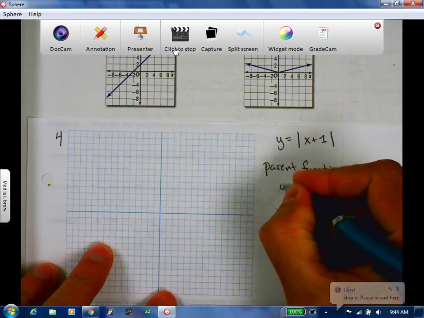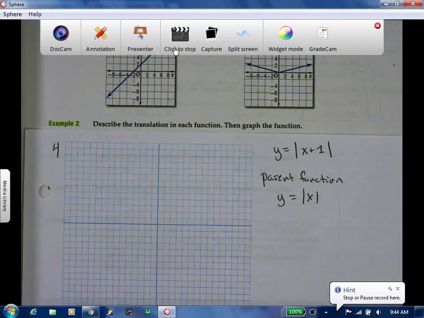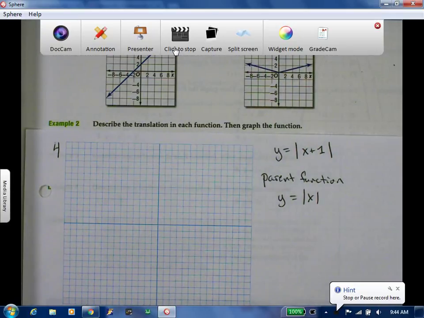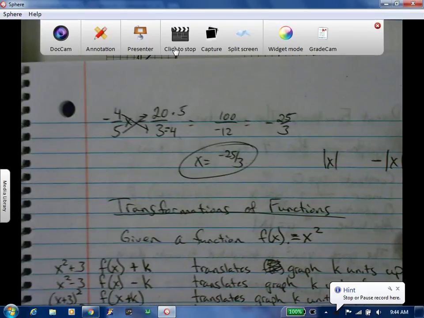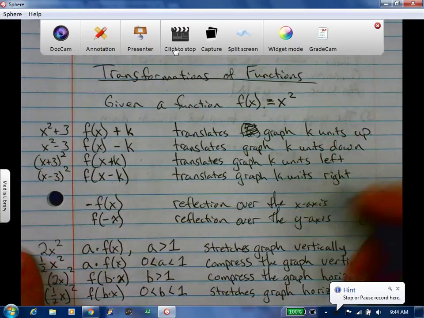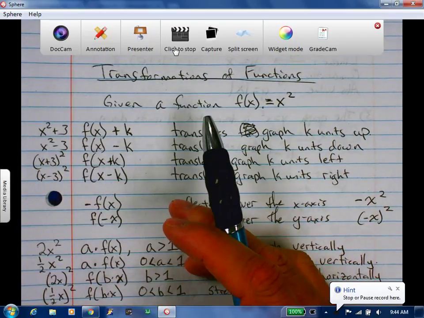So it is plus 1 on the inside. Does that mean we're moving things left and right, or are we moving things up and down? If you get stuck, this is where you go back to these notes. We have a plus 1? Yeah, plus 1. We have a plus 1 inside the function.